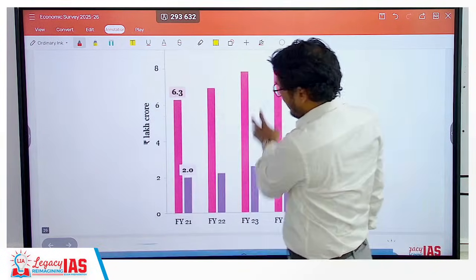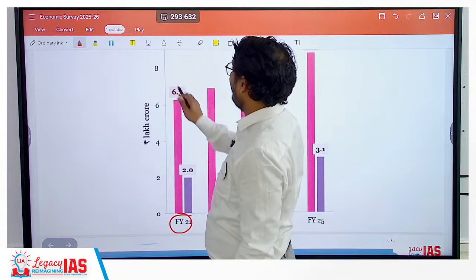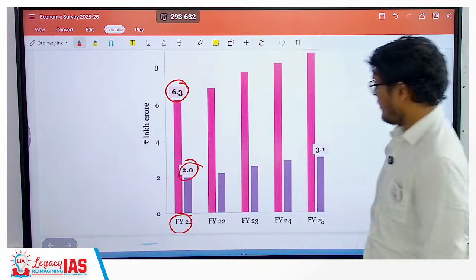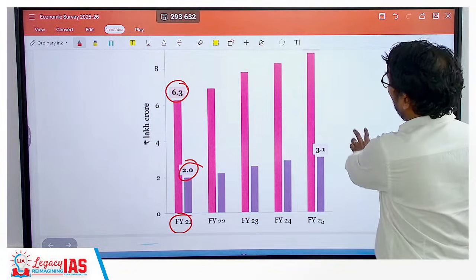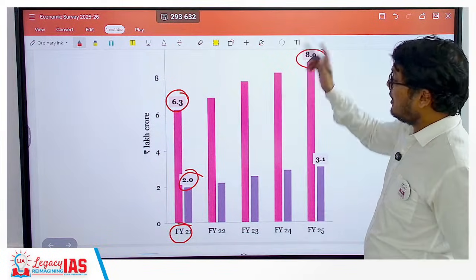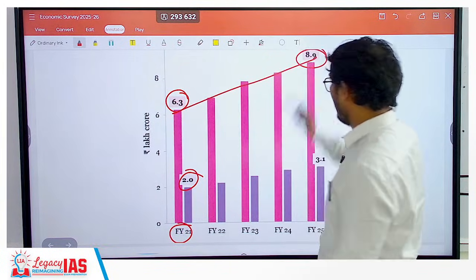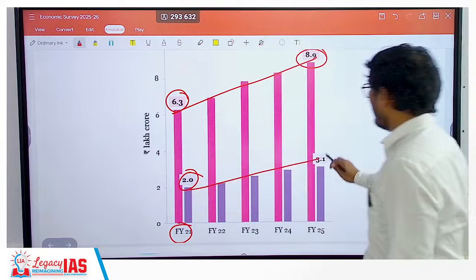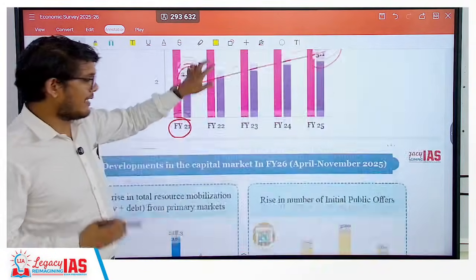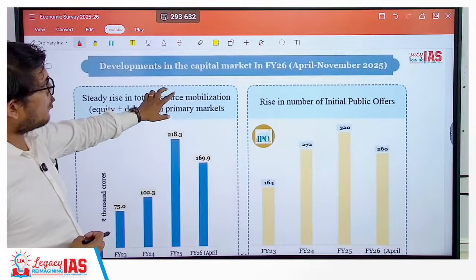So if you look at 2021, for life insurance there was 6.3 lakh crore premium and here 2 lakh crore, whereas in 2025 you have 8.9 lakh crore for life insurance. There is a considerable increase and there is some amount of increase here as well. So more and more people are getting insured as well.